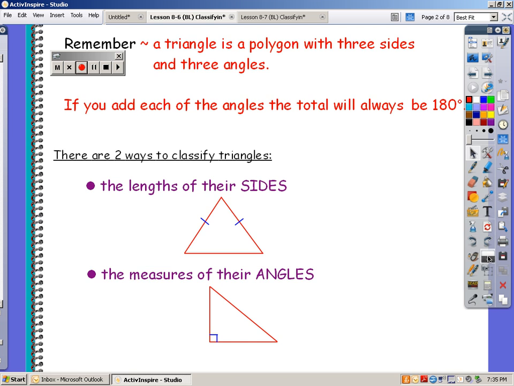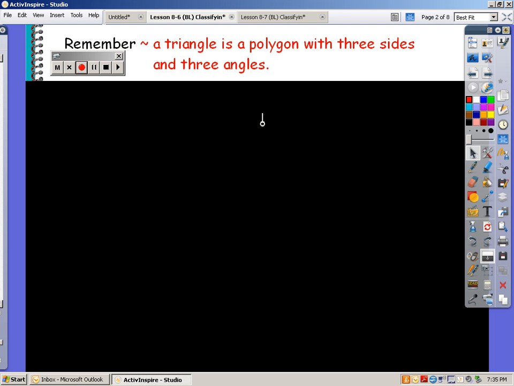Okay, the first thing we have to do is remember that a triangle is a polygon with 3 sides and 3 angles. Polygon is something that you should know from 6th grade. A polygon is a closed figure made up of line segments. So a triangle is a closed figure with 3 sides and 3 angles.